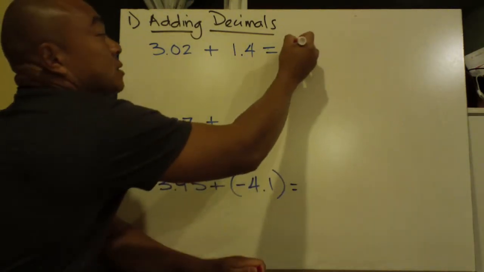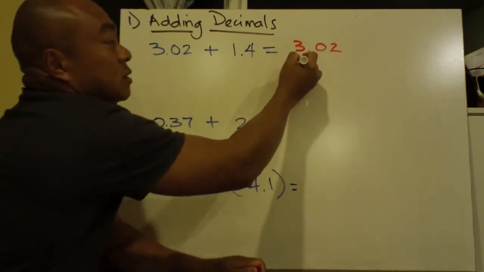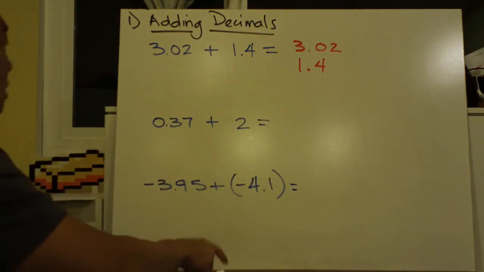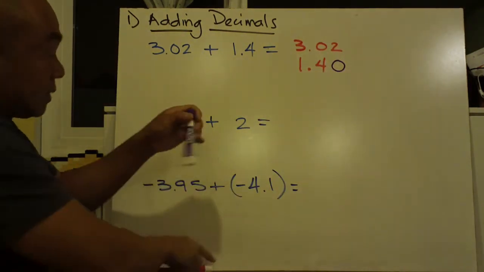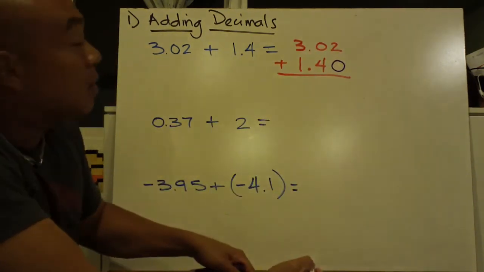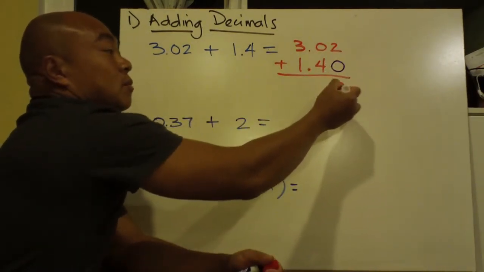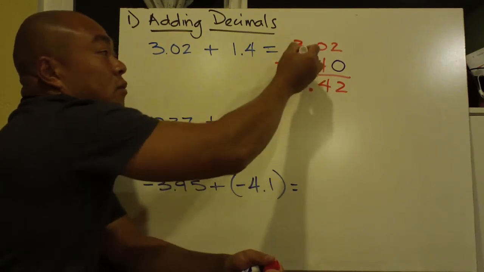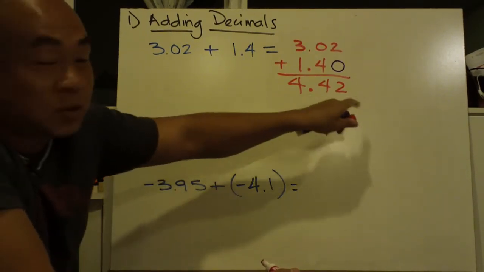So I'm going to rewrite this as 3.02, and you're just adding 1.4. So notice I'm going to put the 1.4 right here, and we're going to put a 0 as my placeholder. And since we're just adding 2 positive decimals, we can just go ahead and add straight down. 2 plus 0, 0 plus 4, bring down your decimal, 3 plus 1, and there you have it, 4 42/100.